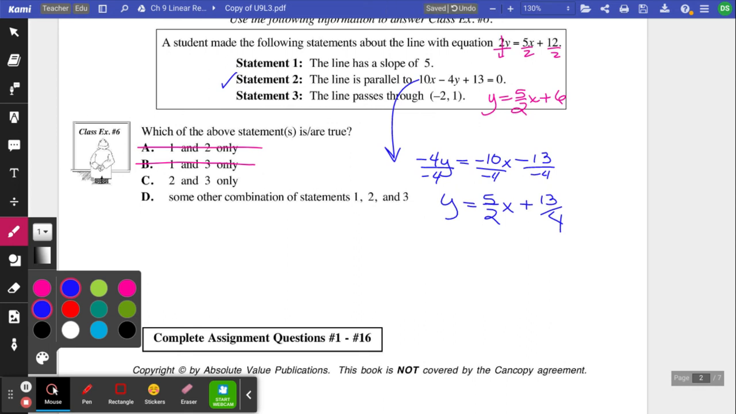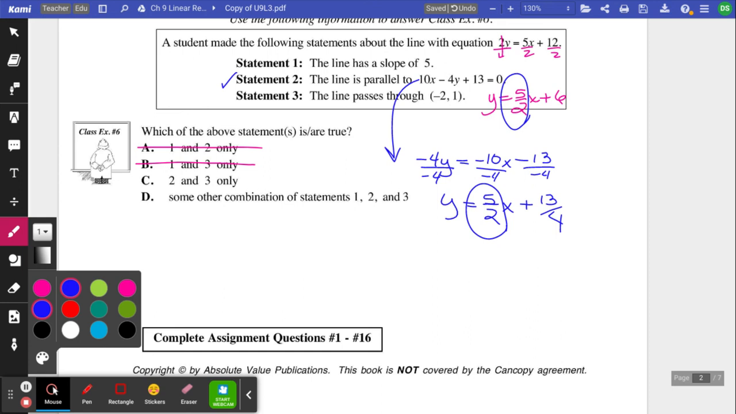Look, 5 halves, all we care about, people, is the slope. It's only the slope. The slopes have to be exactly the same.